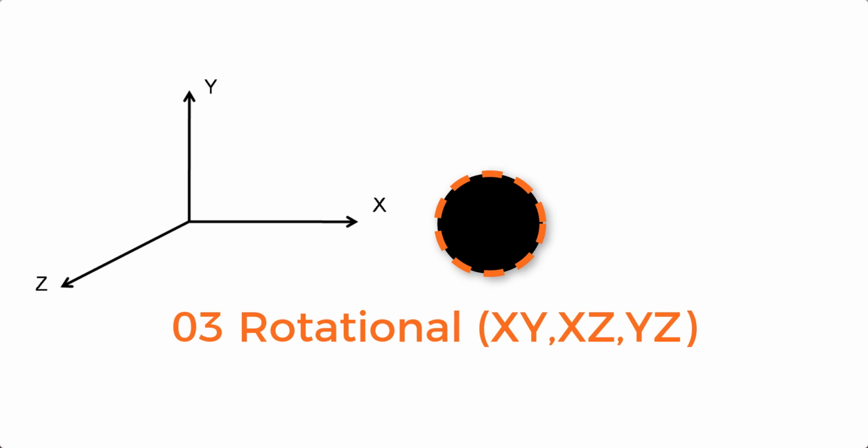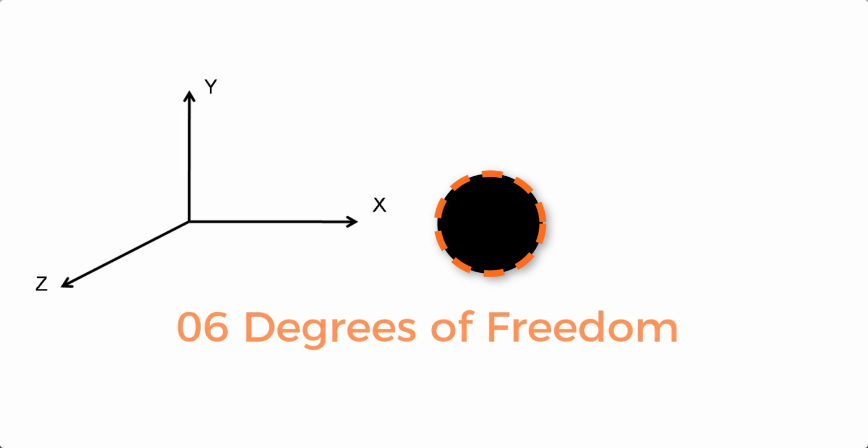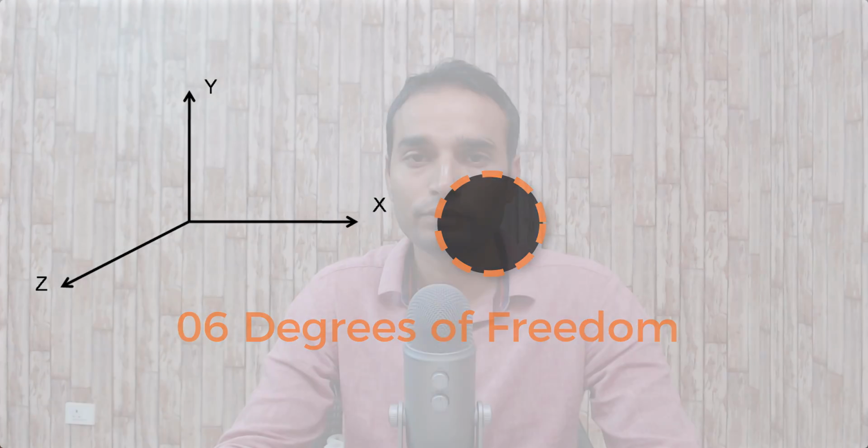Three would be translational. That is, it can move in the x direction, it can move in the y direction, or it can move in the z direction. Similarly, it can rotate about the xy plane, it can rotate about the xz plane, or it can rotate about the yz plane. So these are basically the 6 degrees of freedom any point or any node can have. Once you restrain or stop the movement along any of these 6 degrees of freedom, that would essentially become a support. So in general, a support is a restraint, and restraint is defined by the degrees of freedom.